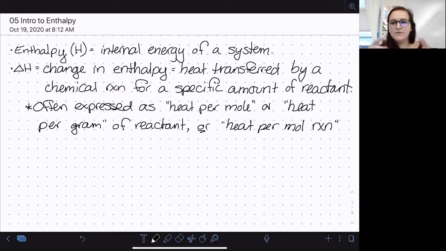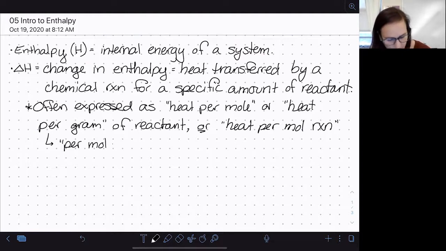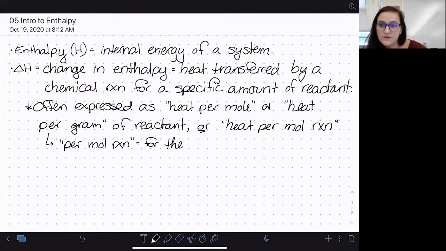So the concept of a mole of reaction is a little bit weird at first, but all it means, if I refer to something per mole of reaction, which is probably the most common way that we tend to express enthalpy changes, delta H values, is for the number of moles specified by the coefficients in the reaction.